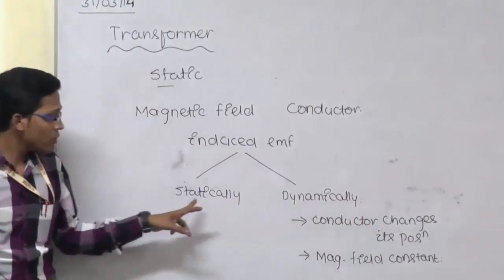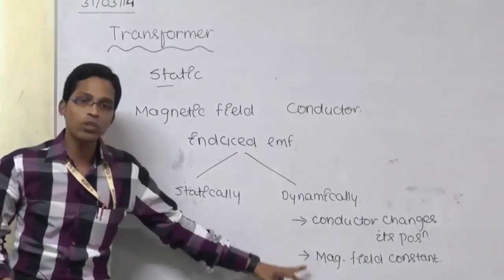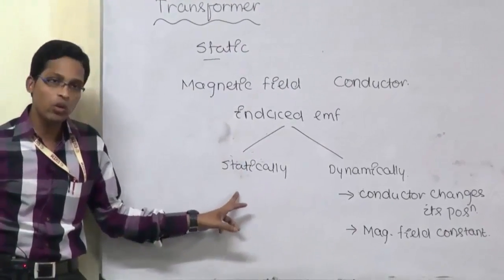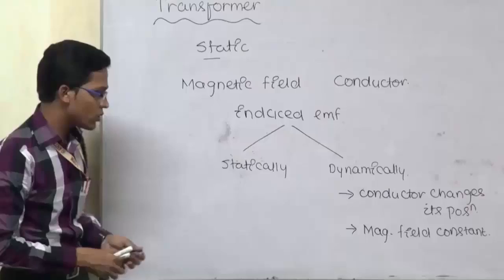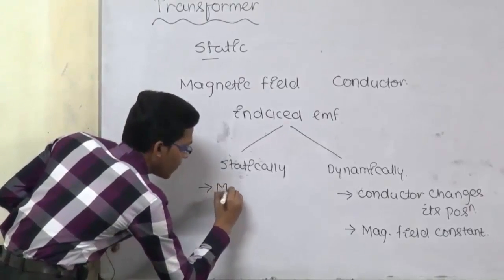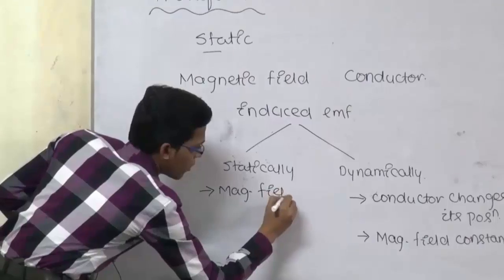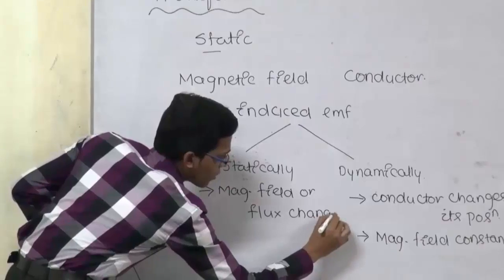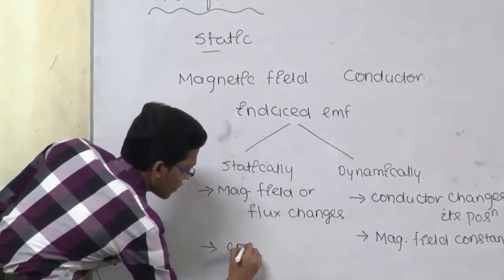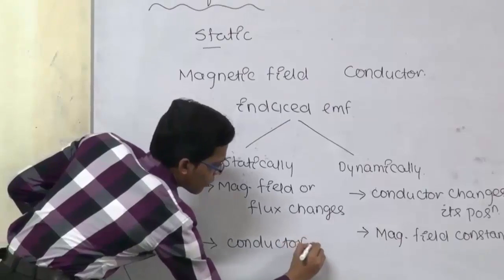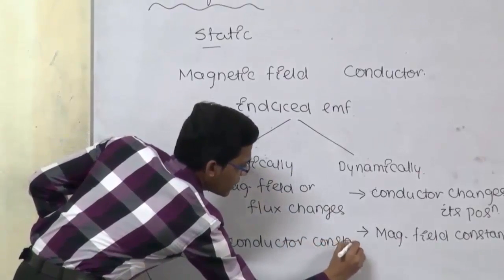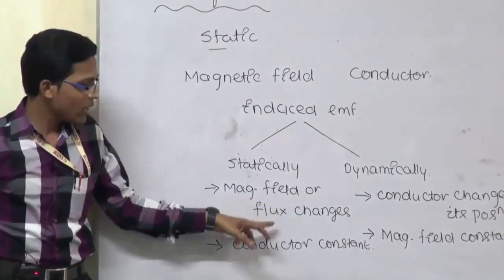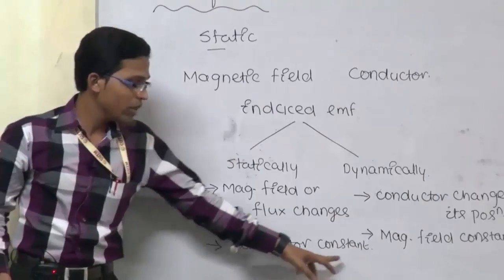Next, statically induced EMF is just the opposite. In dynamically induced EMF the conductor changes and the magnetic field is constant, but in this case the magnetic field or flux changes, and the conductor is constant. Constant means it doesn't change its position. The magnetic field or flux will be changed, the conductor will be constant.